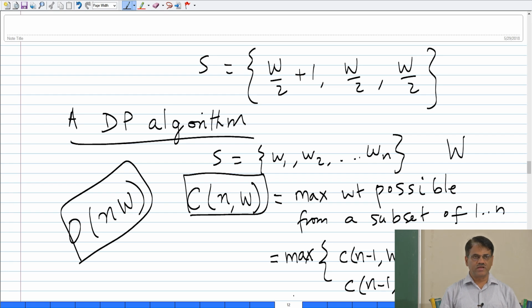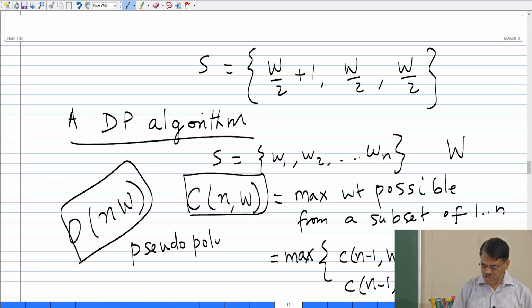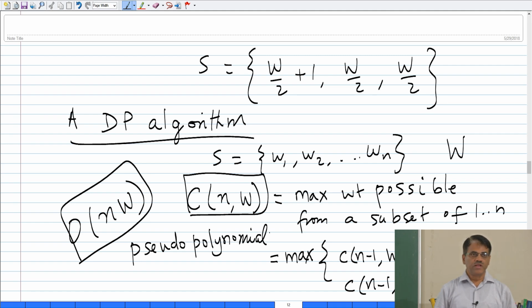You don't expect a polynomial time algorithm. Okay, so this, since already somebody mentioned it, let me mention that pseudo polynomial because it's polynomial on the values of the input, but not on the size of the input. Okay, the size is log of the values.